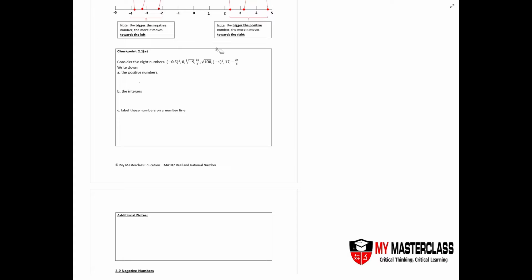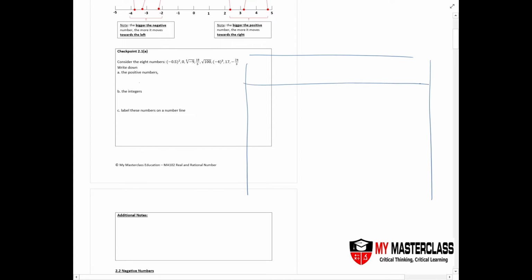Now in the chapter of real and rational numbers, we'll be assessing checkpoint 2.1a as an example to solve your questions. Normally they will give you a set of numbers, and you are supposed to identify which are suitable to put in different questions. So what I will do is draw out a table and label all the different numbers that are given.